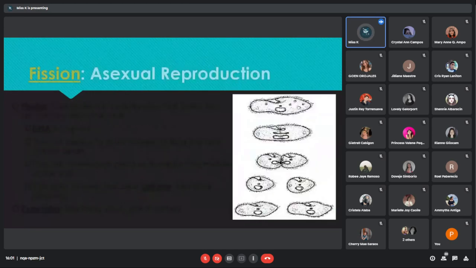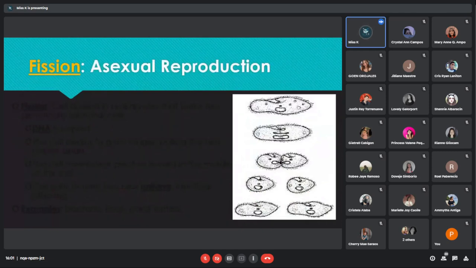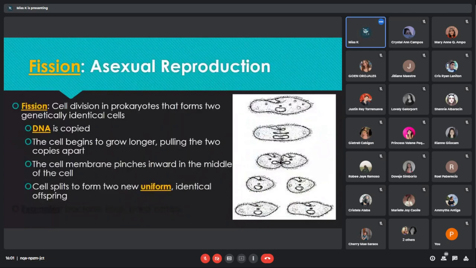And then, there are different types of asexual reproduction. We have here fission. Fission happens most of the time in unicellular organisms. Fission happens when a cell divides into two to form identical cells.